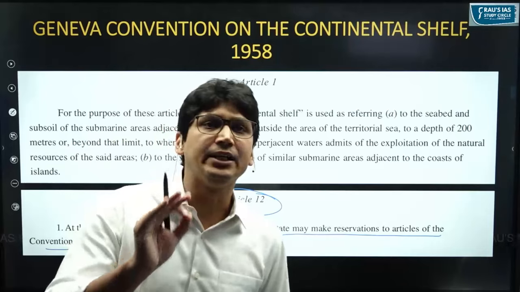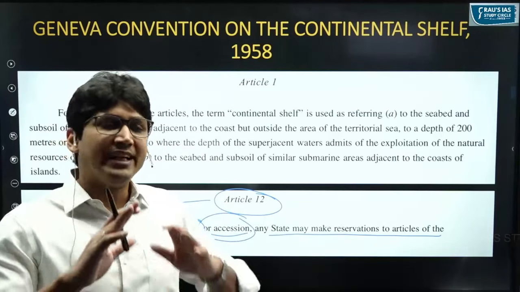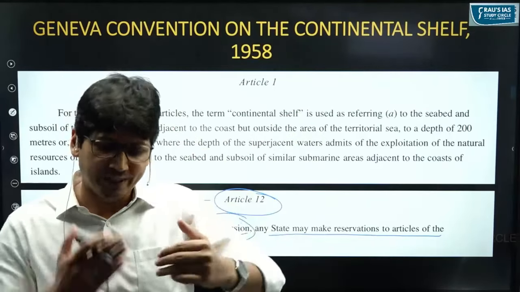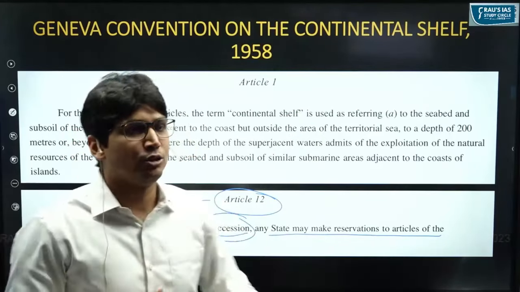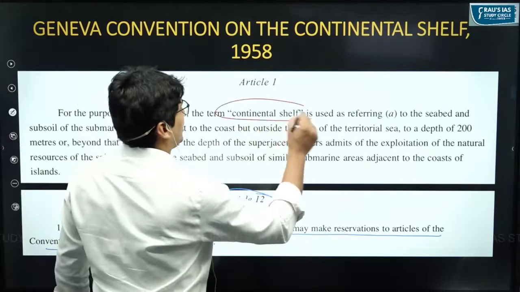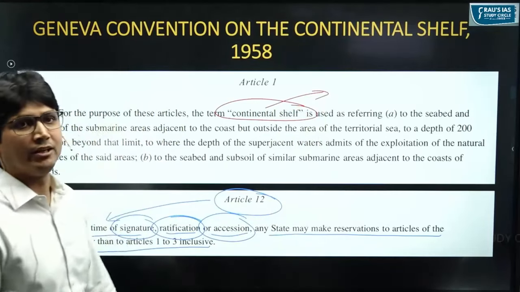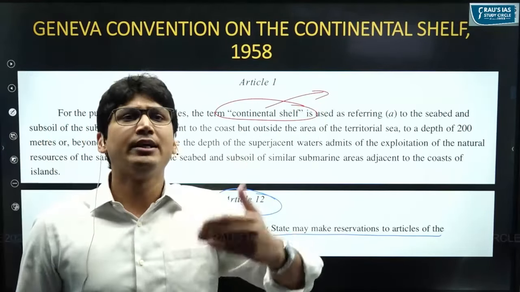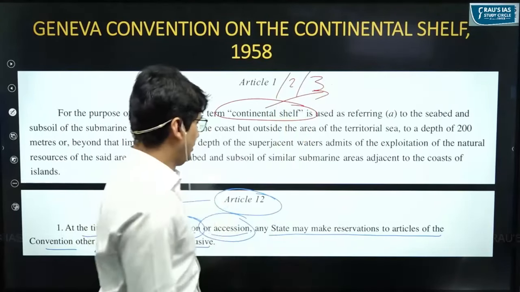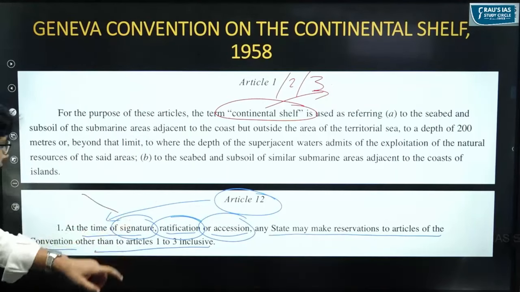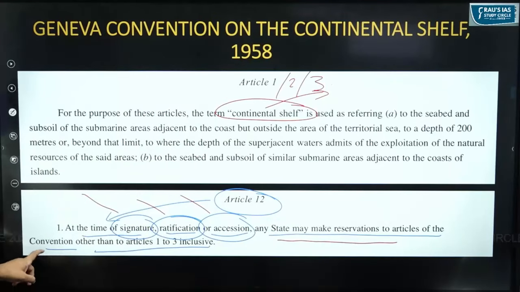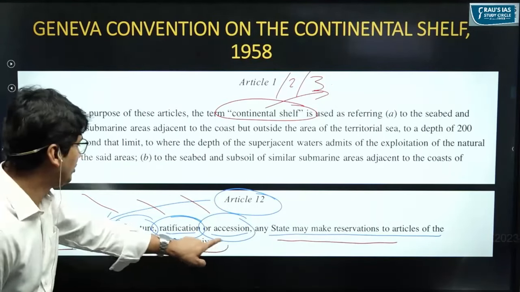Look into this term very clearly. It is very straightforward saying, okay, from Article 1 to 3, you cannot make reservation or you cannot change your understanding. So Germany cannot say that, okay, I do not agree to the definition given here with respect to Article 1. They cannot disagree with the provisions of Article 2 and even Article 3. Because it says that at a time of signature, ratification and accession, any state may make reservation to articles of the convention other than to Article 1 to 3 inclusive.